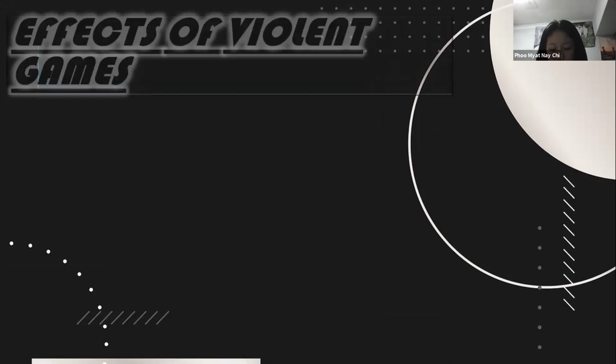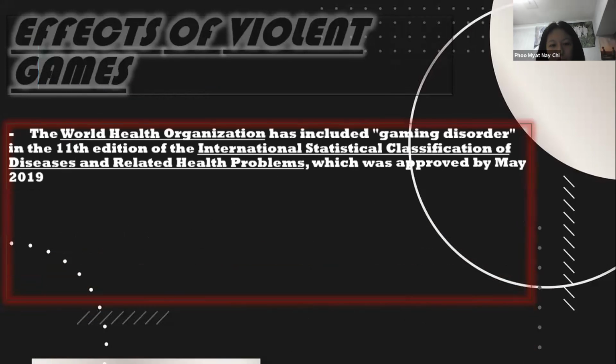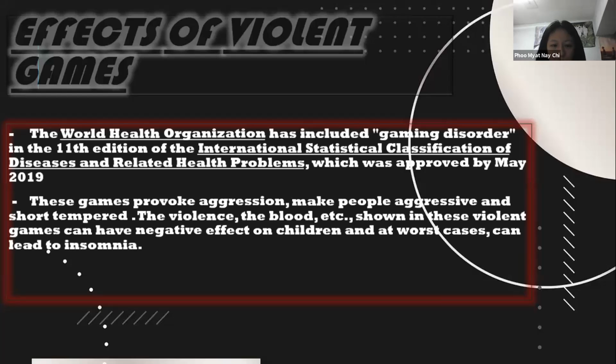The second thing I'm going to talk about is the effect of violent games. The WHO has included gaming disorder in the 11th edition of the International Statistical Classification of Diseases and Related Health Problems, which was approved by May 19. Other than mental health, the basic side effects of playing games are obesity, muscle issues, and vision damage, as we all know. And these violent games provoke aggression, making people aggressive and short-tempered.